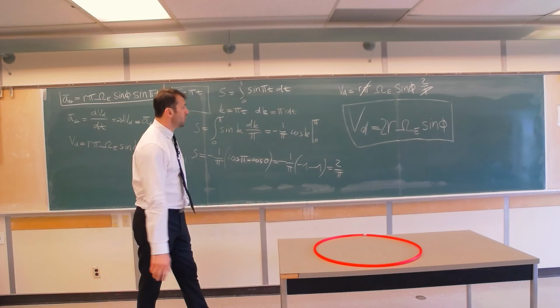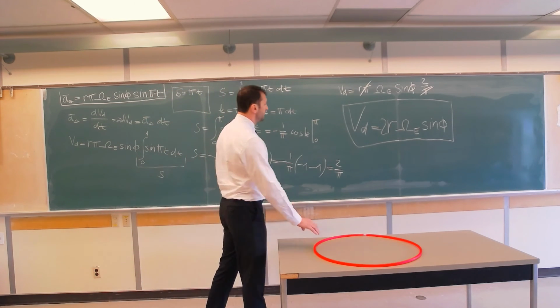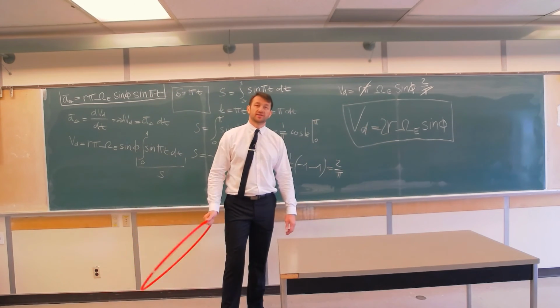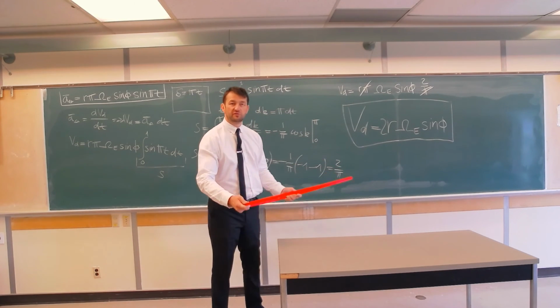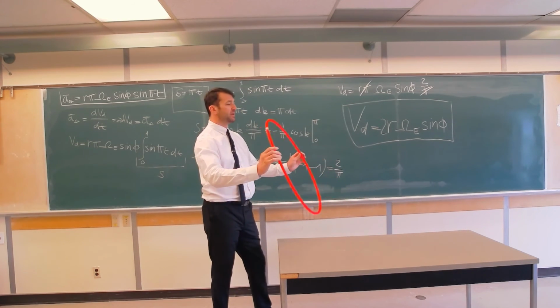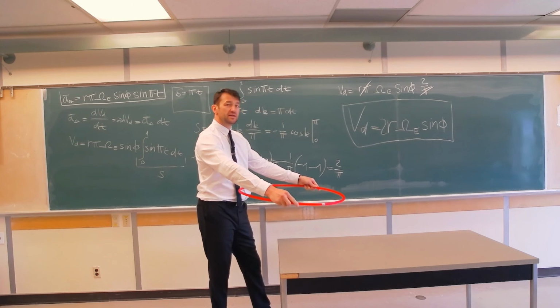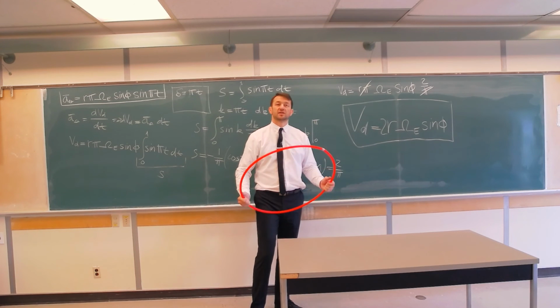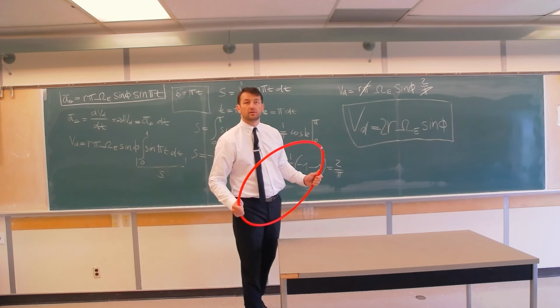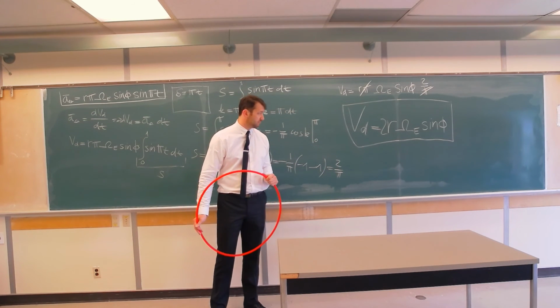So, what is this solution? This is the drift velocity in this loop filled with water when I flip it by 180 degrees, and this drift velocity is caused by the Coriolis effect.